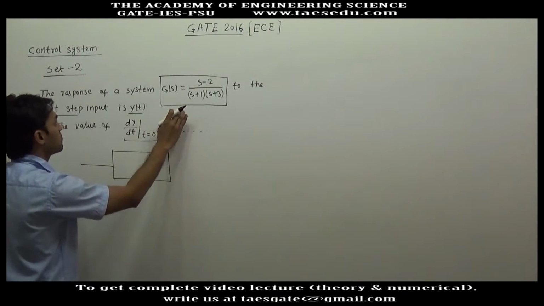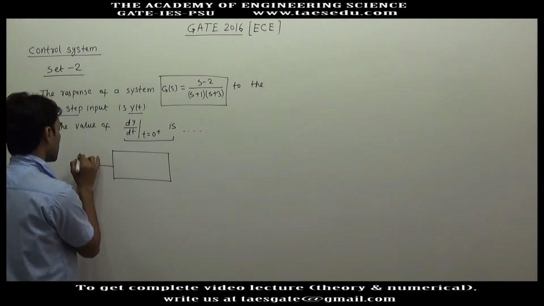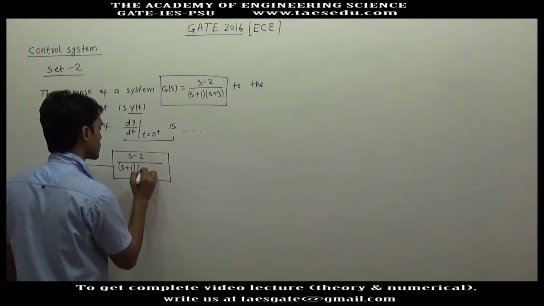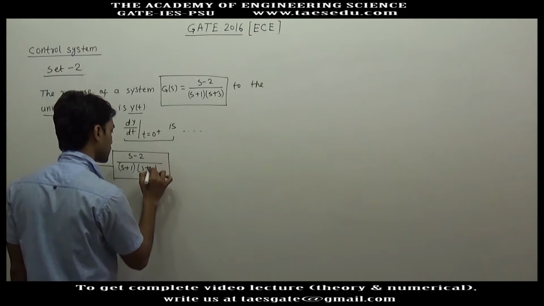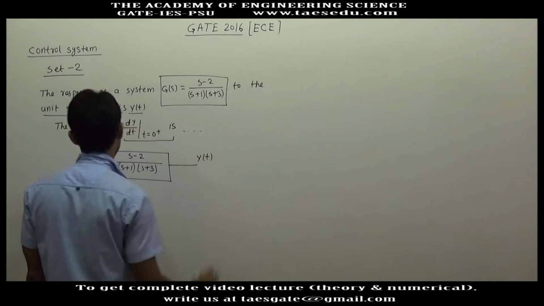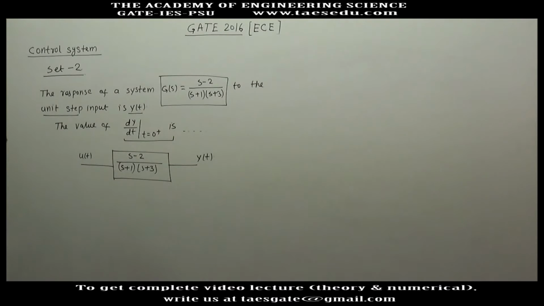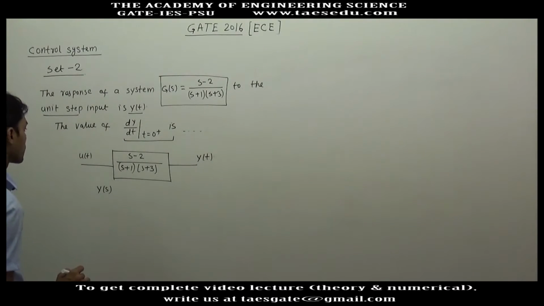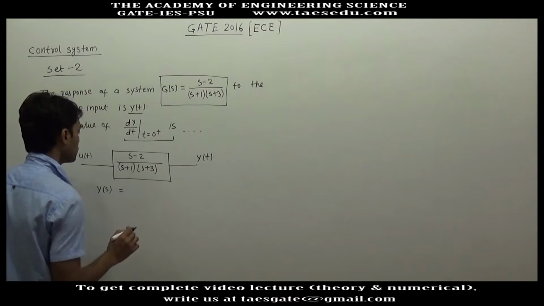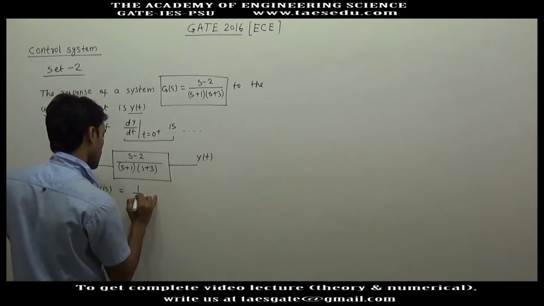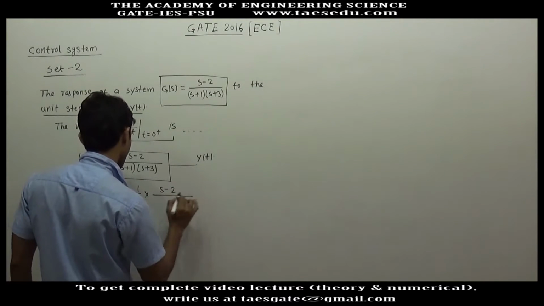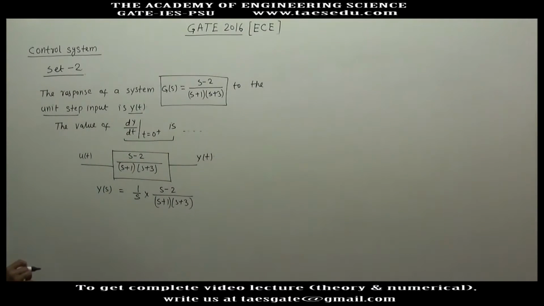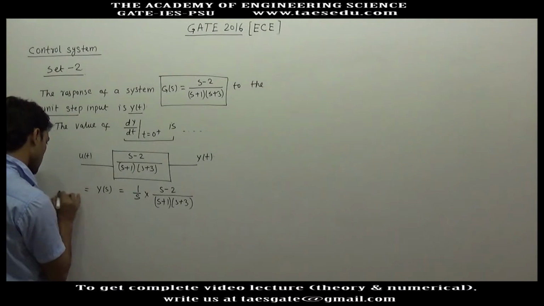First I will represent this system's input and output. If the input to this system is u(t), this is the system transfer function, and the output is y(t). So what will be the value of Y(s)? The value of Y(s) will be the input transfer function, that is 1 by s, into the system transfer function. This is Y(s), which is the Laplace of y(t).